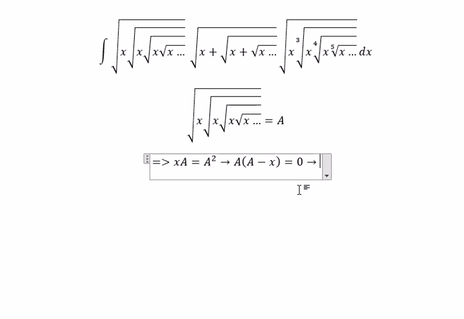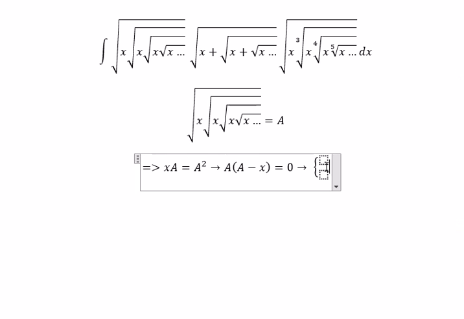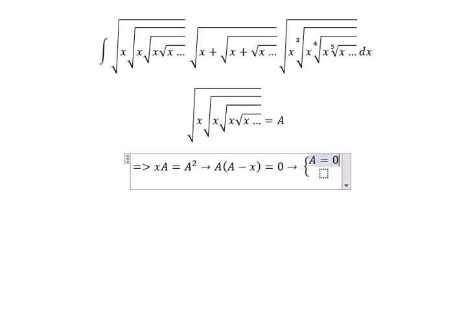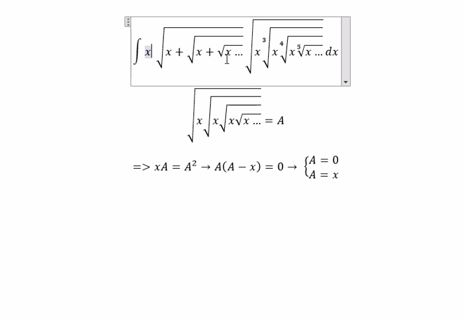So we know that there are two solutions. The first one, a equals 0, and the second one, a equals s. If a equals 0, everything goes to 0, so we cannot find the integral here. So we just have only this one left, a equals s. So we change this one into s.